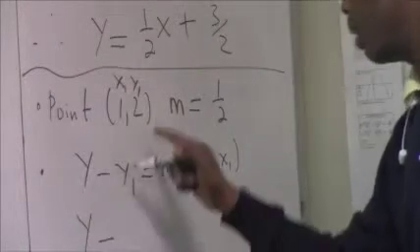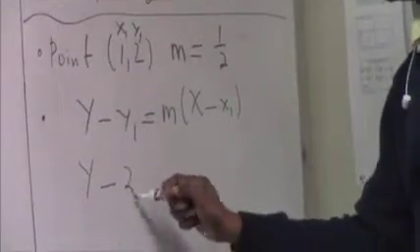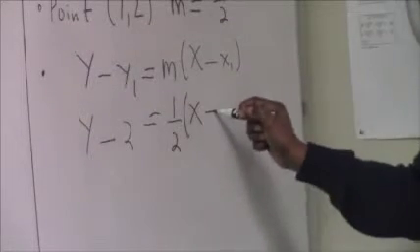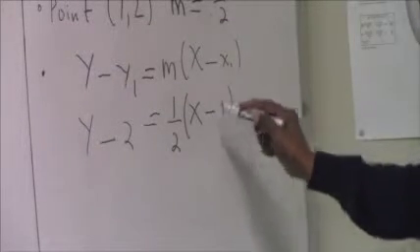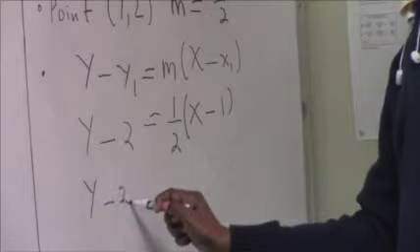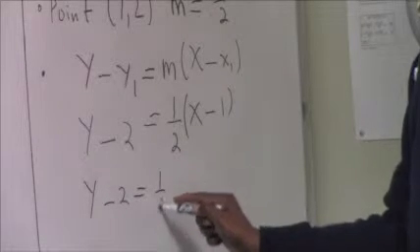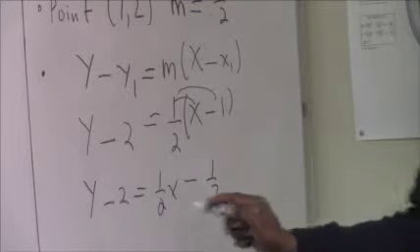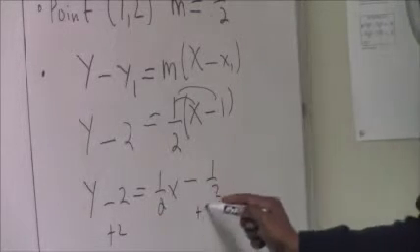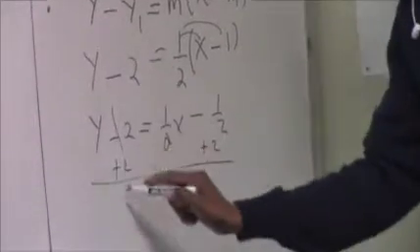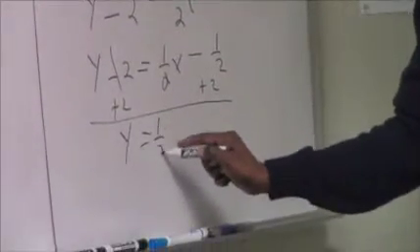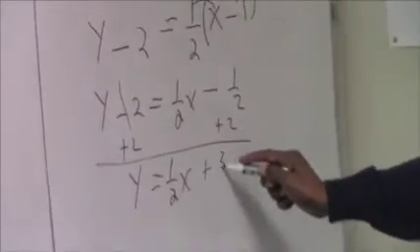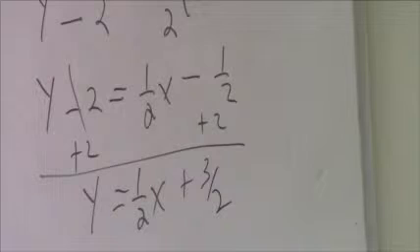Big Y is y. y1 is 2, equals m, which is 1/2, times big X, which is x minus x1, which is 1. Let's see what we have here. y minus 2 is equal to 1/2 x minus 1/2. I'm going to add 2 here, add 2 over here. So I'm going to get y equals 1/2 x plus 3/2. So it's basically the same thing.